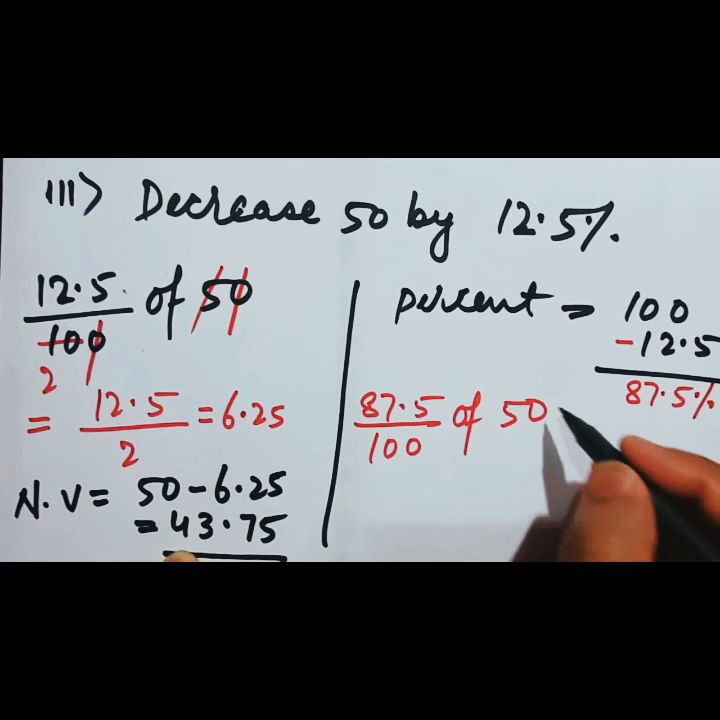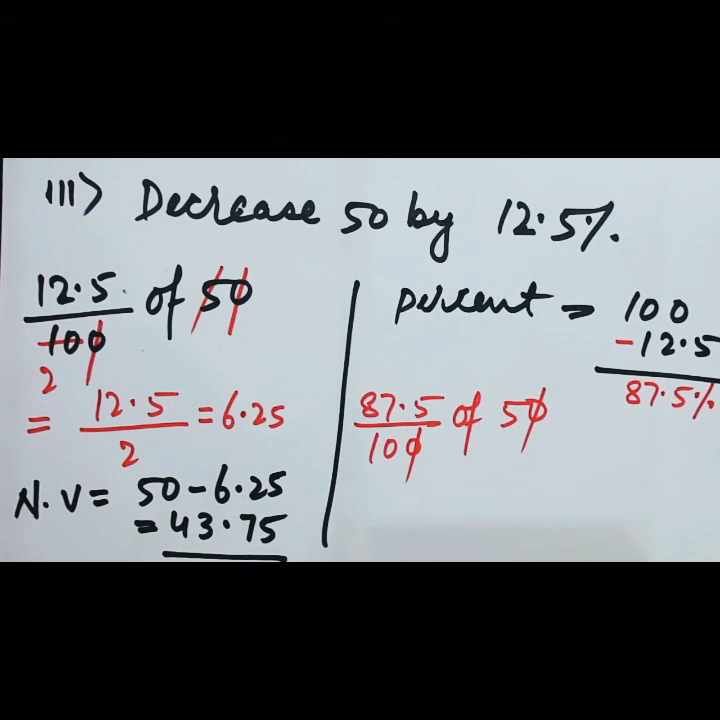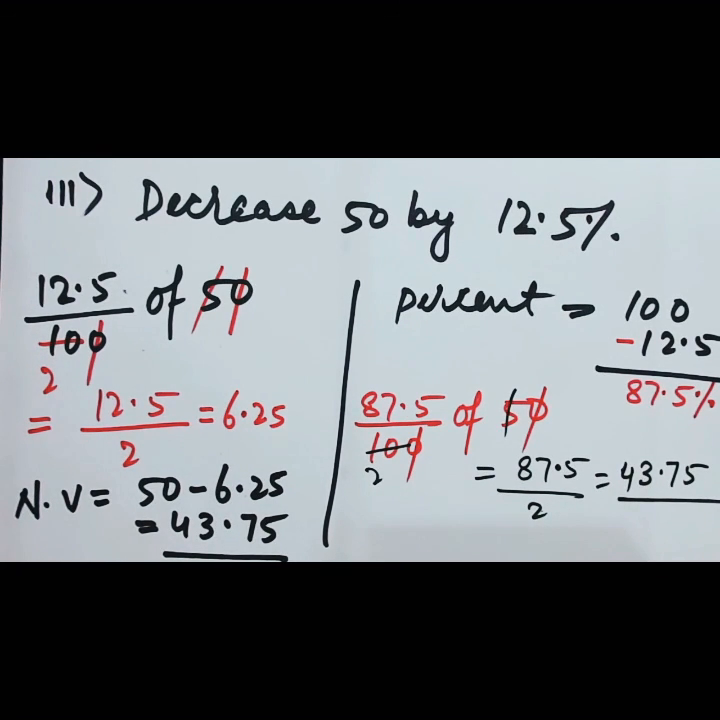Let us check. 5 twos are 10, so this will give you 87.5 by 2. So 87.5 by 2: 2 fours are 8, 2 threes are 6, then 7 and 5, giving 43.75. So once again, let me tell you, both will fetch you marks, but you have to know this method as well as that method.